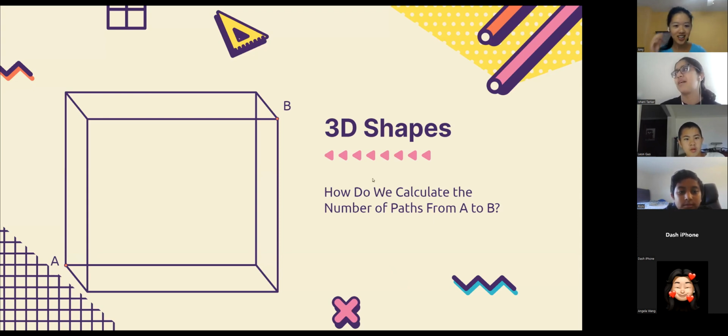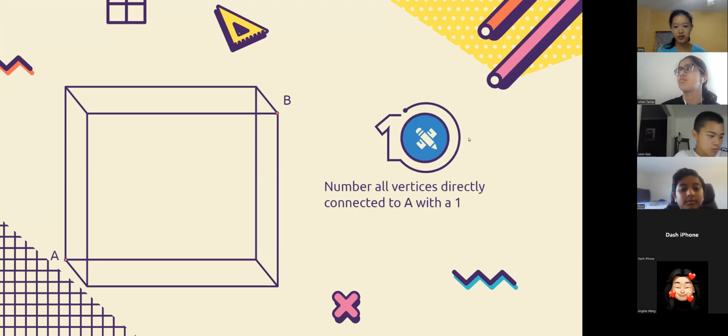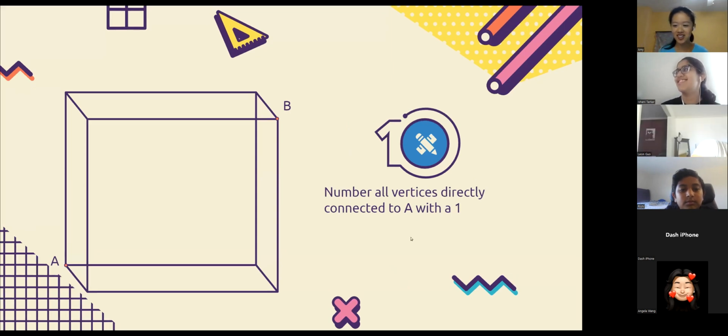So for this one, we would need to calculate the number of paths from A to B. First of all, we're calculating the number of direct paths. It's okay if you feel like you just understood the 2D path thing, it's okay if you don't fully understand the 3D path thing. But once you do understand the 2D path thing, the 3D paths will be a little bit easier.